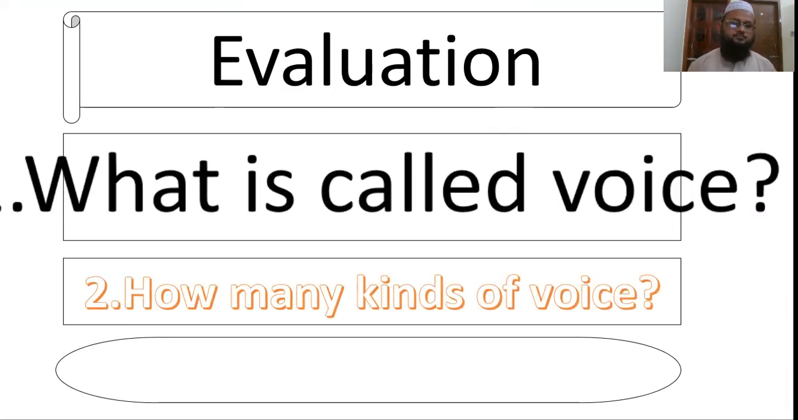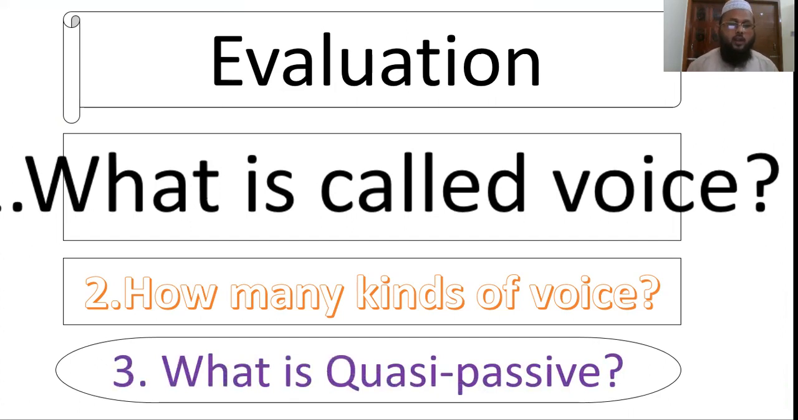Abdul Rahim, how many kinds of voice? Yes, correct answer. Clap, clap, clap. Rina, what is quasi passive? Thank you very much. Correct answer. Dear learners, all of you gave right answers. Congratulations.